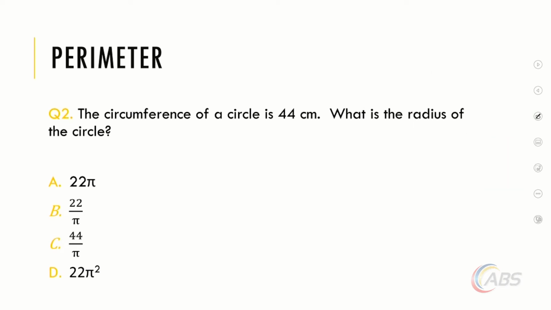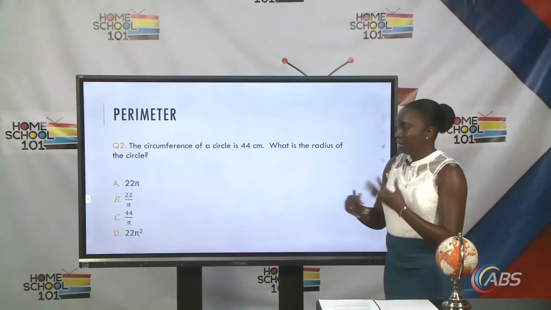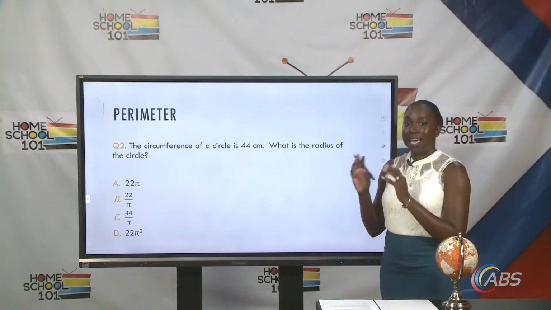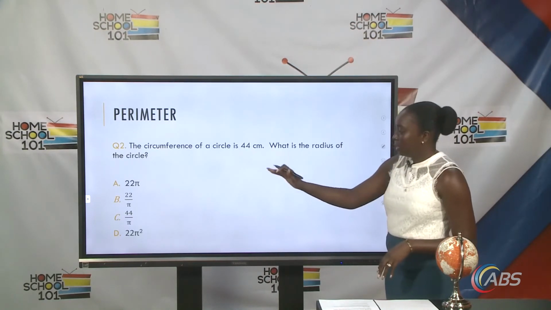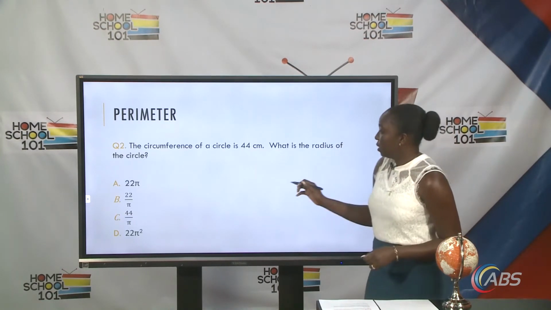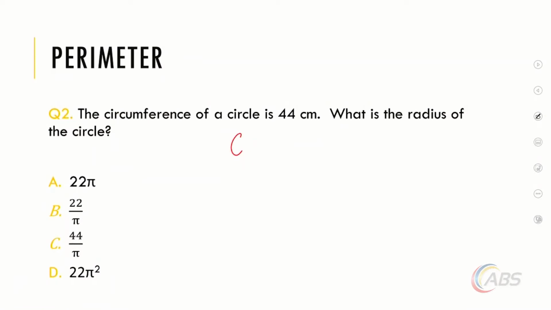And just take note of how the answers look, okay? There are sometimes where we don't actually have to work in the value of pi. Pi is stated there, so they don't want the final answer. They want us to arrive at an answer that looks like one of the options. So the circumference of a circle is equal to 2 times pi times r. We have the circumference, and the circumference is 44.